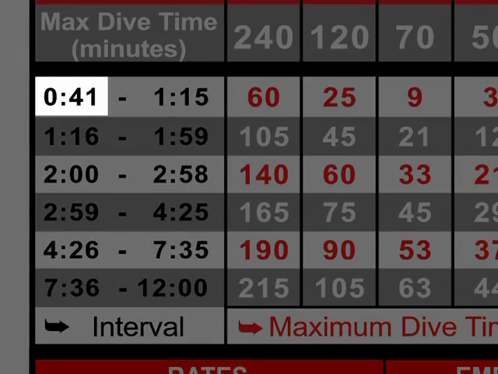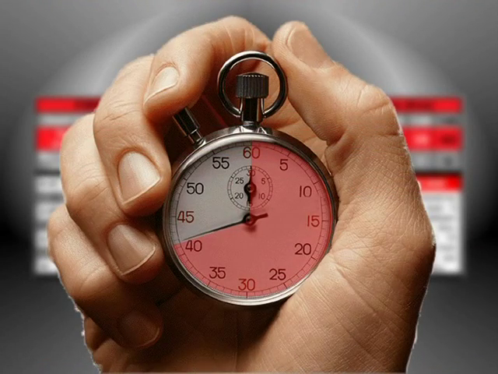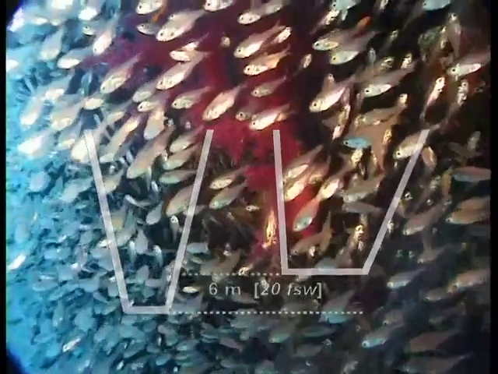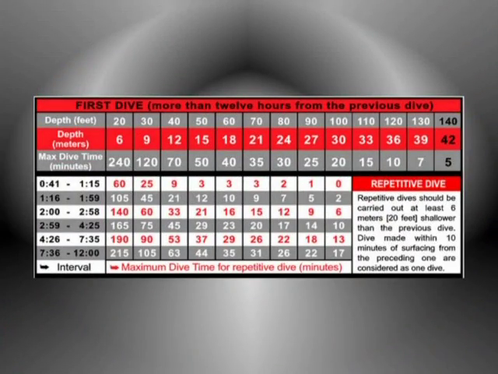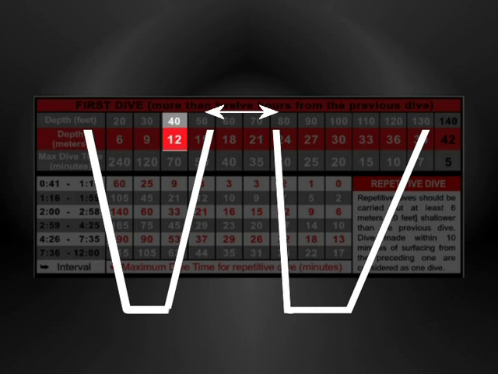As you will notice, the minimum interval between a first and a repetitive dive is 41 minutes. Therefore, you must spend at least 41 minutes on the surface before you can make a second dive. Another important rule regarding repetitive dives is that the second dive should be made at least 6 meters, 20 feet, shallower than the previous one. If, for example, you made a dive to 18 meters, 60 feet, the repetitive dive should not be deeper than 12 meters, 40 feet.